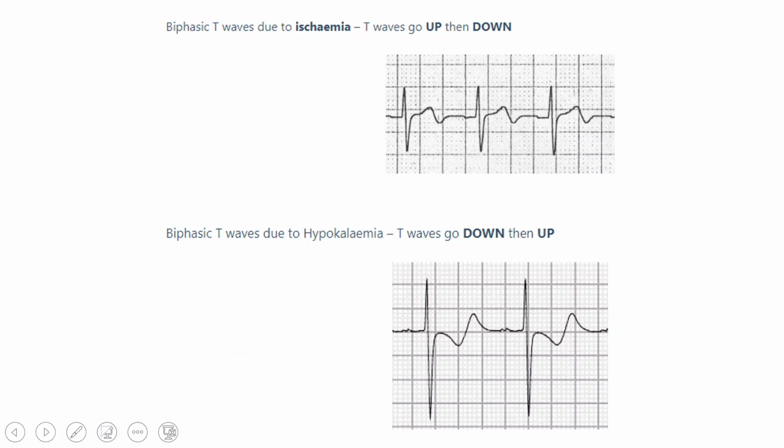Now the next concept is biphasic T waves. Biphasic T waves are seen in ischemia and it can also be seen with hypokalemia. What is the difference? The biphasic T wave that is seen in ischemia has, first of all, a positive wave and then a negative wave. Because in hypokalemia, first of all, there will be a negative wave and then a positive wave. So remember, biphasic T wave is seen in ischemia and hypokalemia.